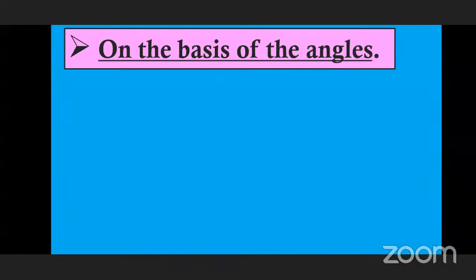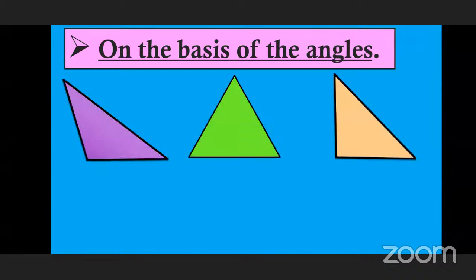Now, children, we will see the triangles on the basis of angles. So on the basis of angles also, triangles are classified into three types. And the triangles are compared with 90-degree measurement. So in the first triangle, children, the measurement you can see is 110 degree. Yes, which is greater than 90 degree.